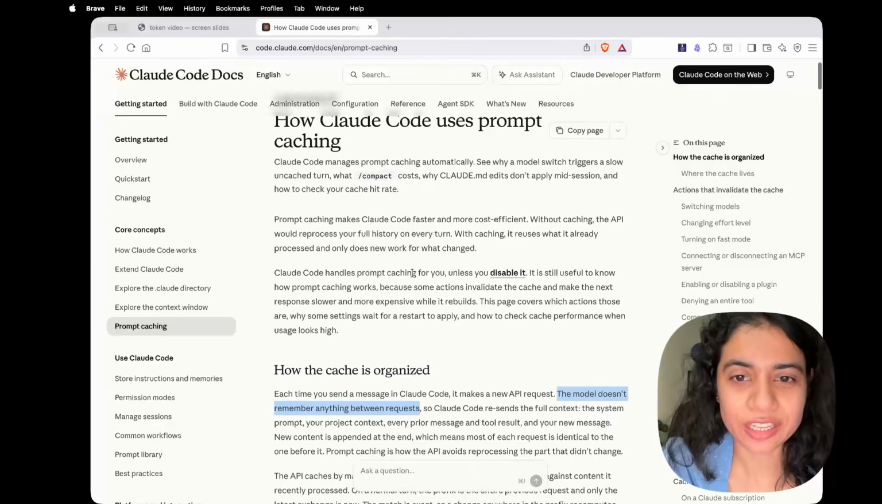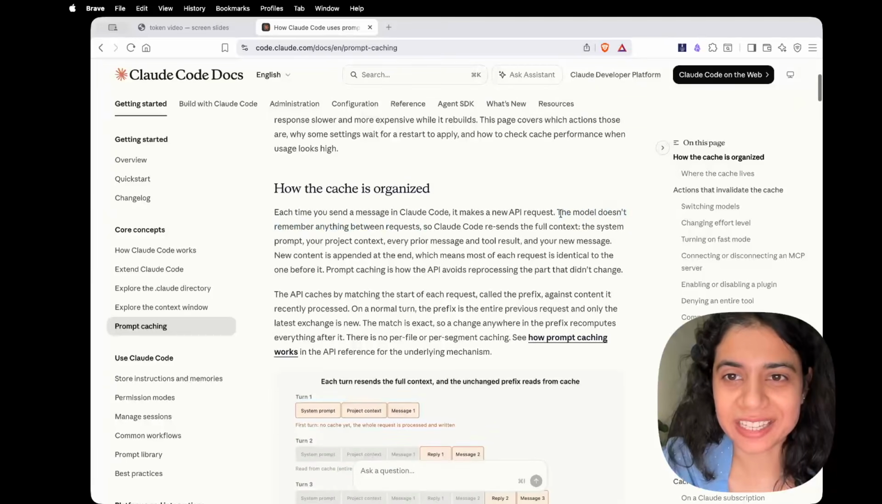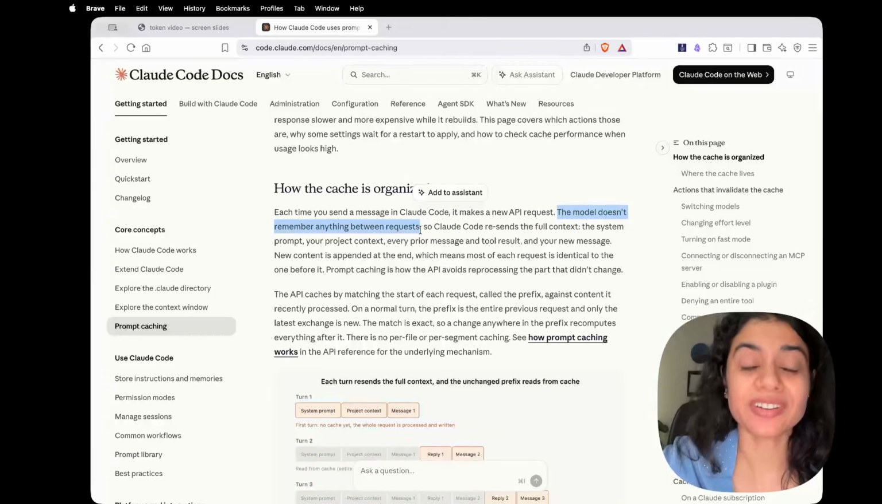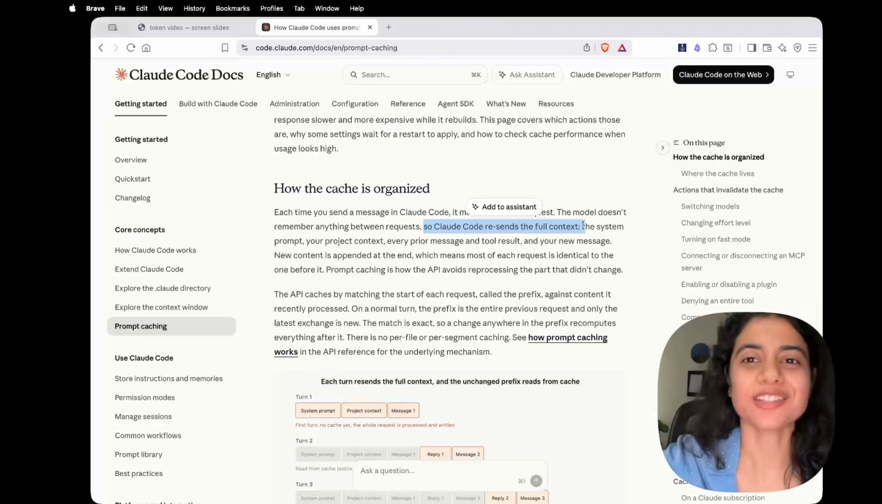So here's the thing. The model has no memory. So every time you send a message, Claude Code will resend everything, including the system prompt, the Claude.md file, all the output commands, the files it has read, your entire conversation, plus the new message that you have sent. And I'm not making this up. This is coming straight from the Anthropic docs. If you see here, it says clearly the model doesn't remember anything between requests. So Claude Code resends the full context.